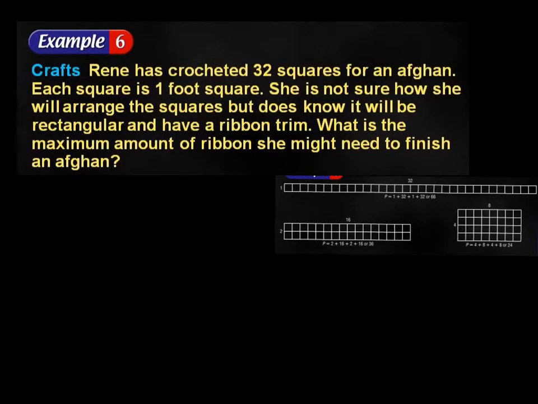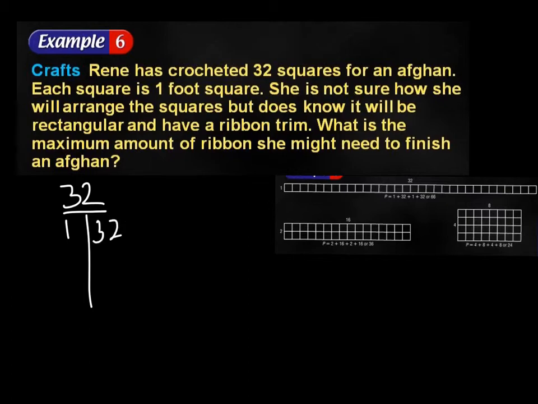Renee has crocheted 32 squares for an Afghan. Each square is a 1-foot square. She is not sure how to arrange the squares, but she does know it'll be rectangular and have a ribbon trim. What is the maximum amount of ribbon she might need to finish the Afghan? Okay, I'm not sure why you'd have an Afghan that is 32 feet long, but I guess whatever.